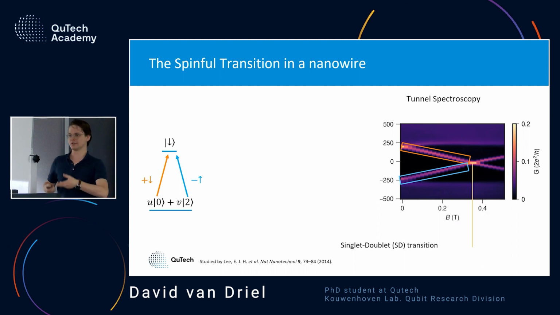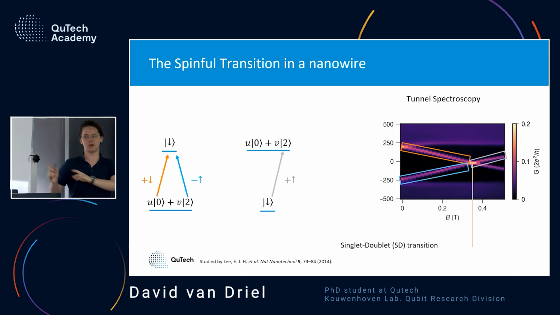And after the singlet-doublet transition, this reverses. So now the ground state is down, and you can either add an up electron, adding positive energy, or remove a down electron, which is here. So there are always two paths that take you between these two states, not just one.